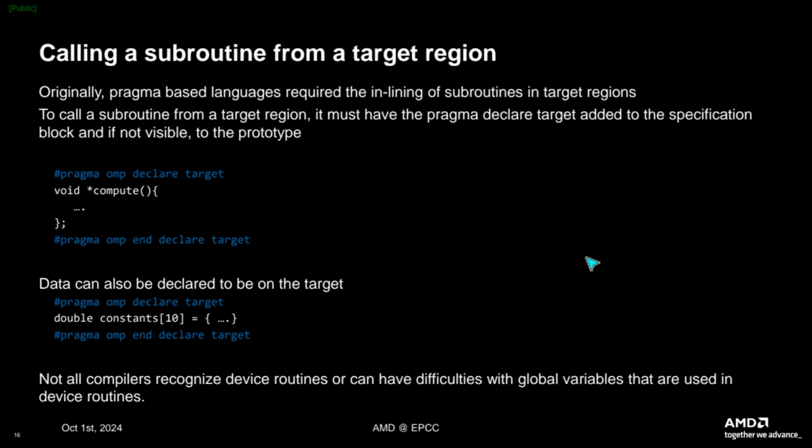And not all, once again, not all compilers recognize device routines or can have difficulties with global variables that are used in these device routines. But the AMD OpenMP compiler, this does work for them. And there's a couple of examples we have that show how to use this.